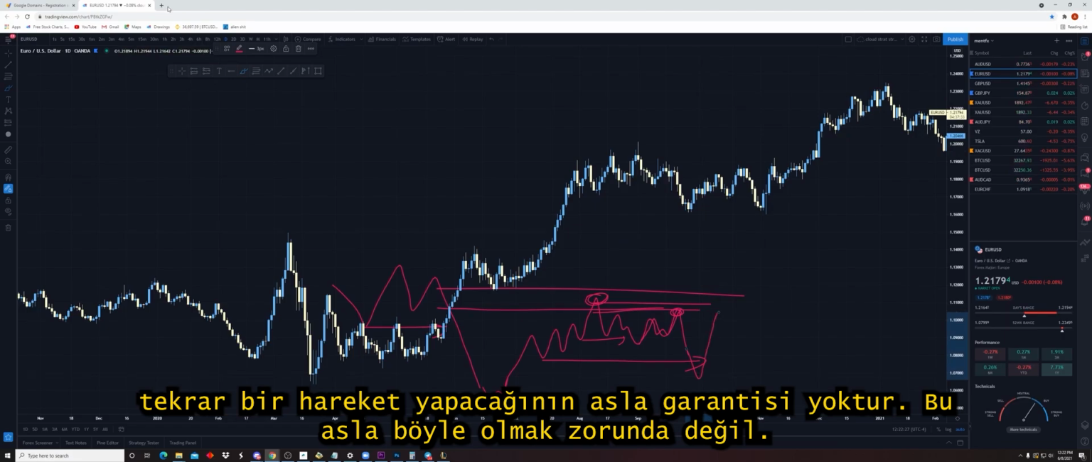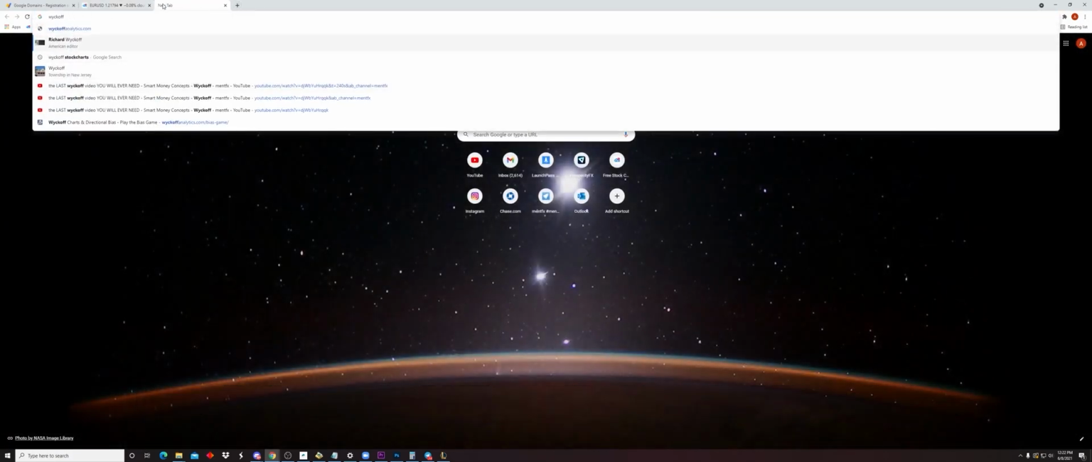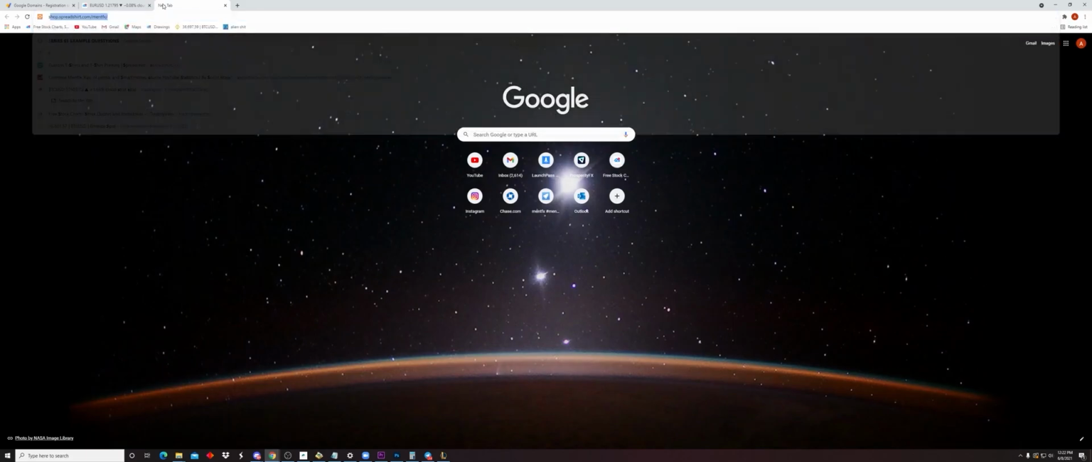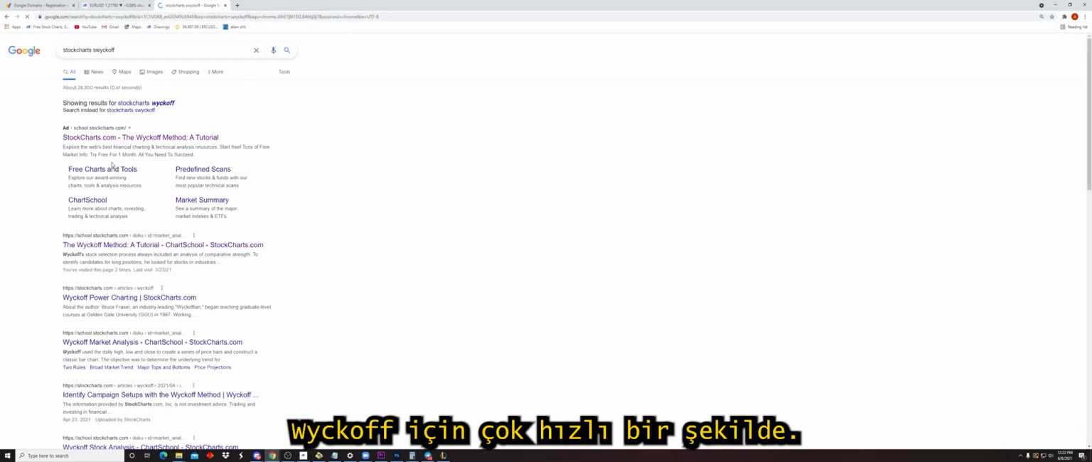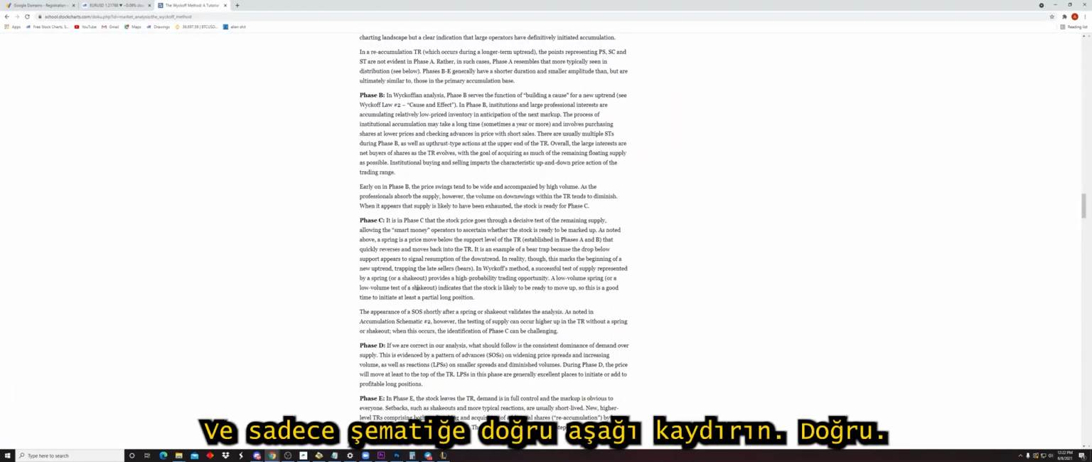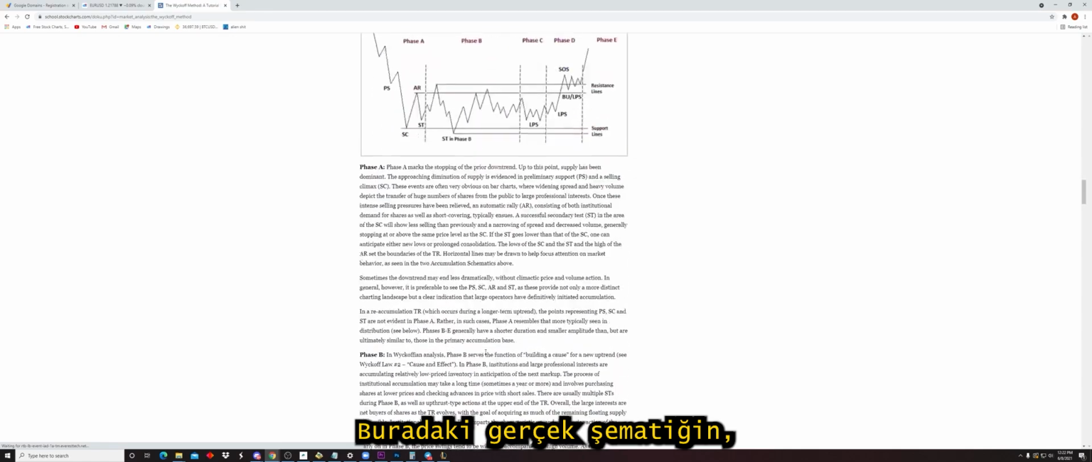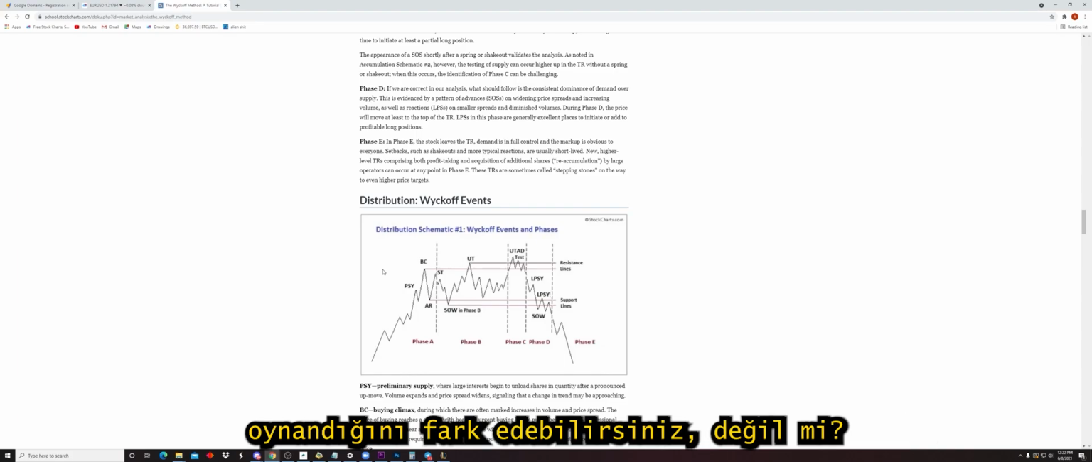That's never the case. It doesn't have to be, right? So if we go and find the Wyckoff, if we go to that stock charts website for Wyckoff very quickly, here we go. And we just scroll down to the schematic, right? You can notice that the actual schematic, here, let's find an easier one. There we go. The actual schematic plays out the way we're talking about right now, right?